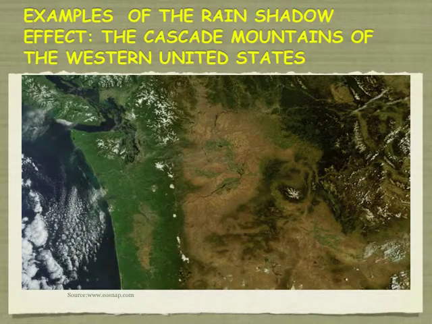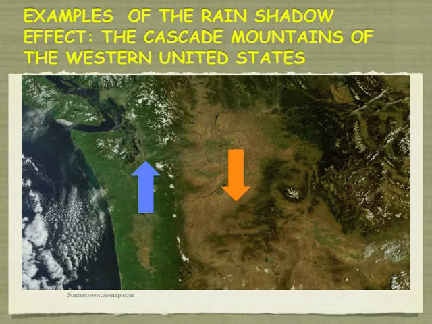The rain shadow effect is also observed along the Cascade Mountain Range of Washington and Oregon. Notice the lush vegetation on the windward side of the Cascades and the arid conditions on the leeward side in the Oregon High Desert.